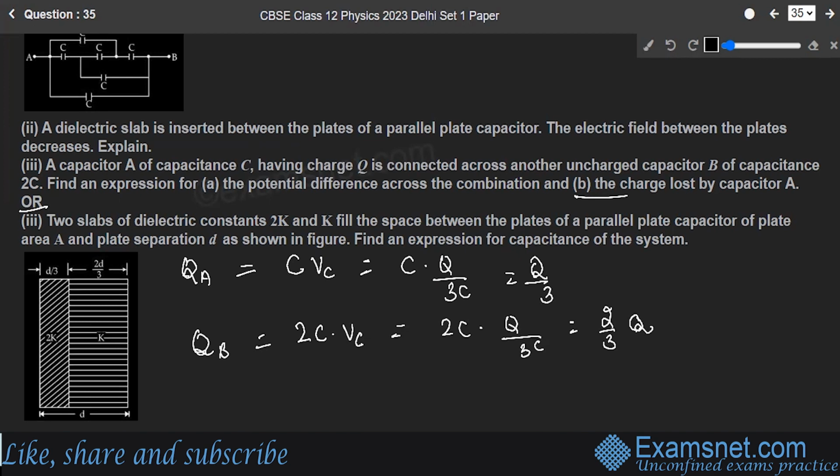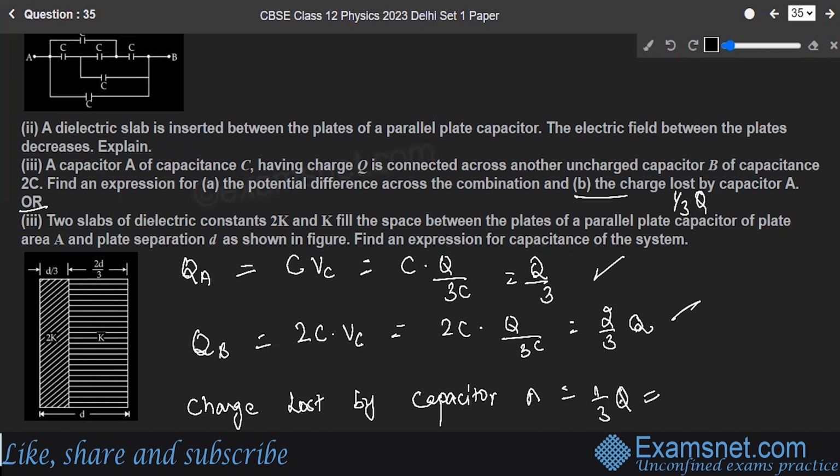So the charge lost by the capacitor A is, from both of them, equal to 1 by 3 Q. So this is the answer to the second part of the question. 1 by 3 Q. Hope you're clear? Now let's move to the second option.